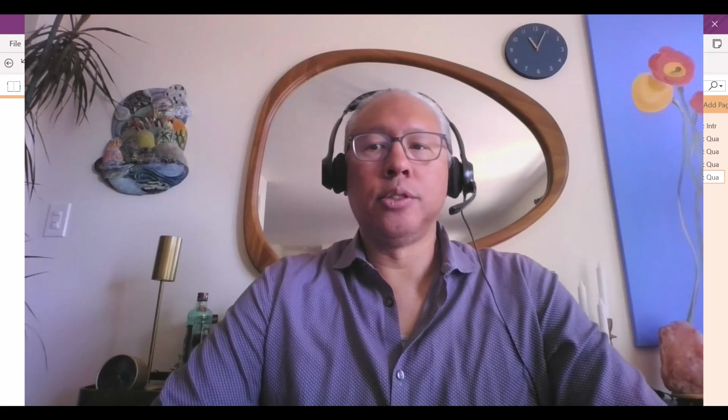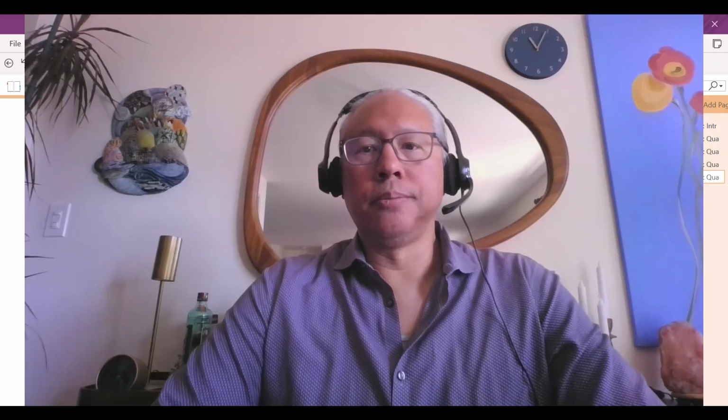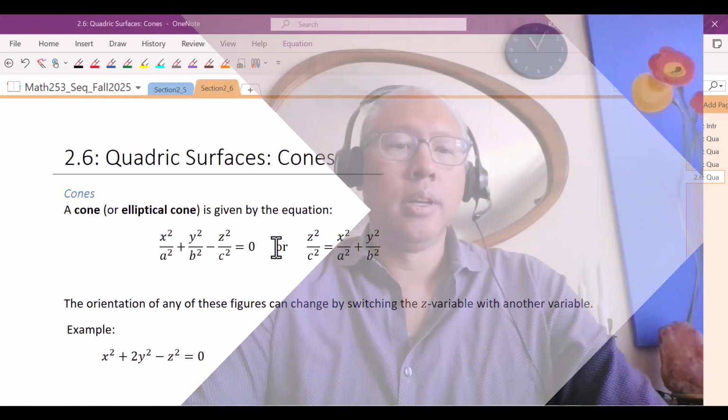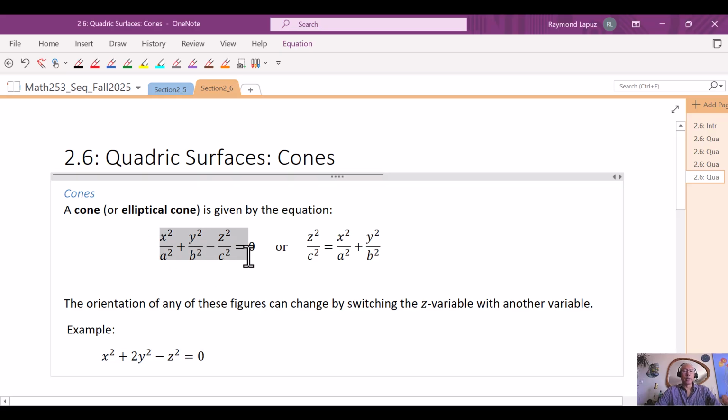Hello, we are in our last objective for section 2.6, and our last quadric surface is a cone. So a cone or elliptical cone would have one of these forms. Notice it's slightly different. It looks kind of close to a hyperboloid, except the right hand side is 0.